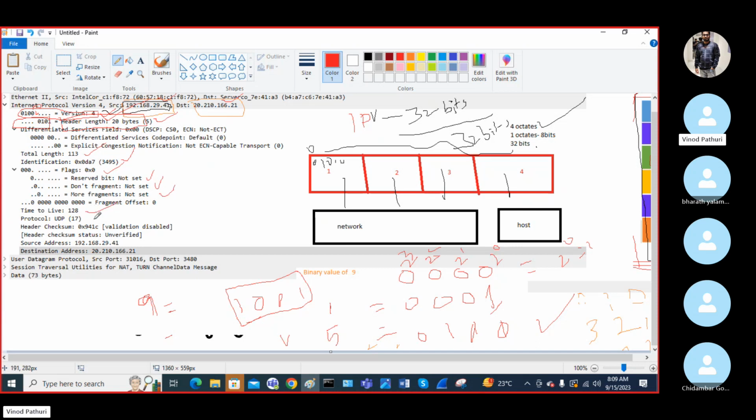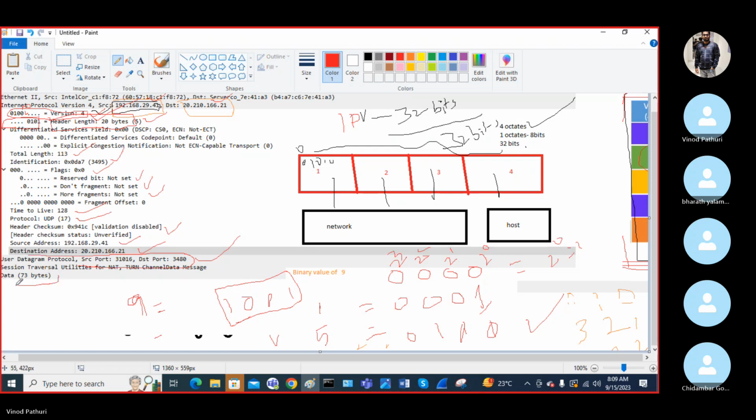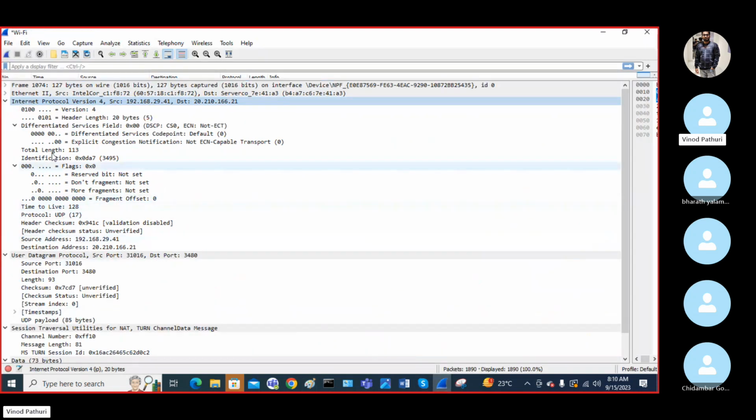The TTL value is 128. What is the protocol we are using here? We are using UDP. Then the header checksum value, the source address and destination address, and the port details. I told you, whenever we have a port, it contains the source port and destination port. After that you have your data also. That is how it looks in real time as well; both are similar.